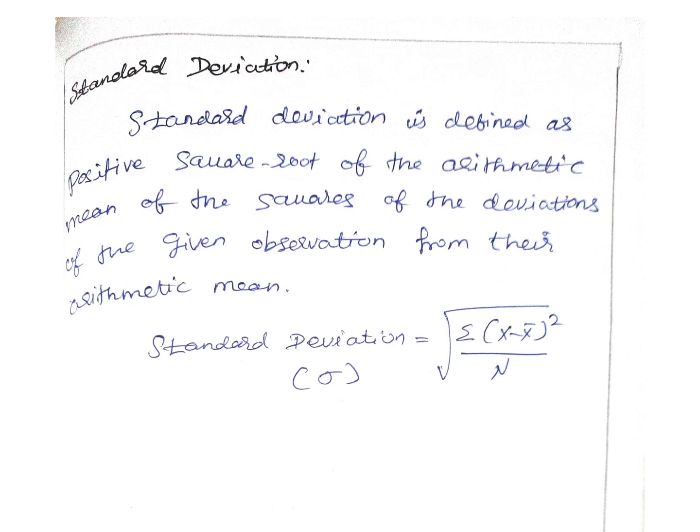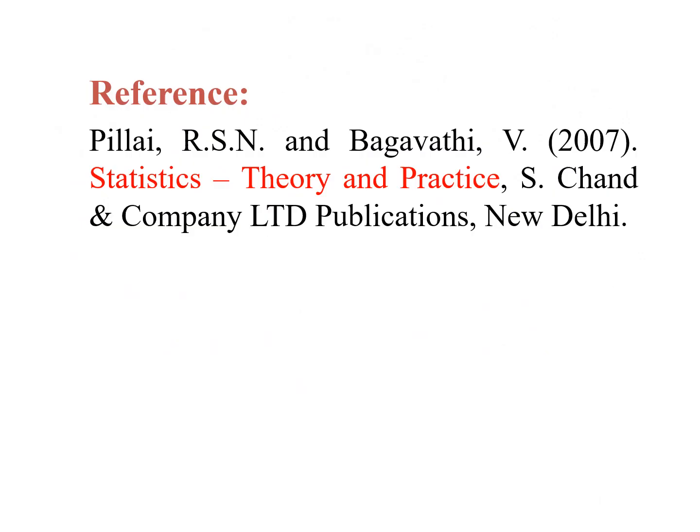In this method, the drawback of ignoring the algebraic sign in mean deviation is overcome by taking the square of deviations, thereby making all the deviations positive. It is defined as the positive square root of the arithmetic mean of the squares of the deviations of the given observations from their arithmetic mean. The standard deviation is denoted by the Greek letter sigma. The formula is the square root of the sum of x minus x bar the whole squared divided by capital N. Here x is the given observation, x bar is the mean, and N is the total number of given observations.